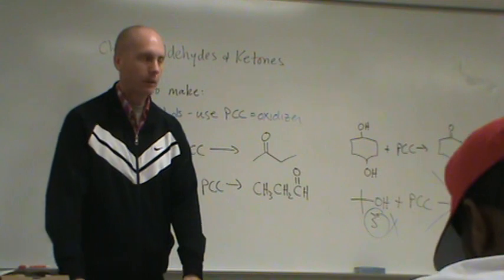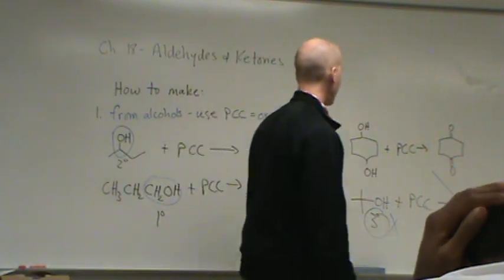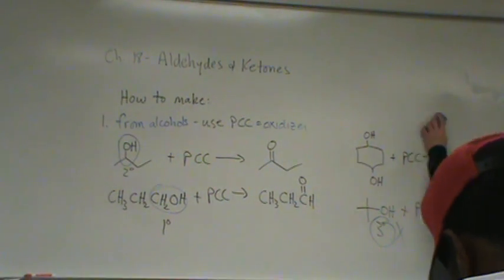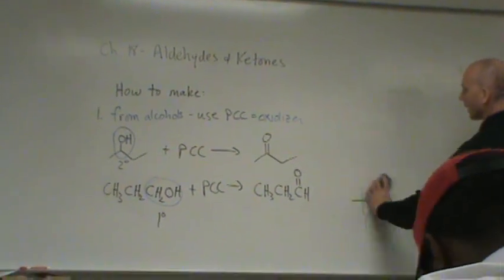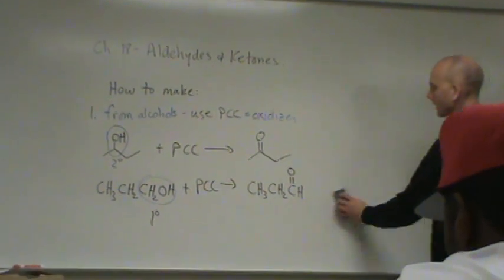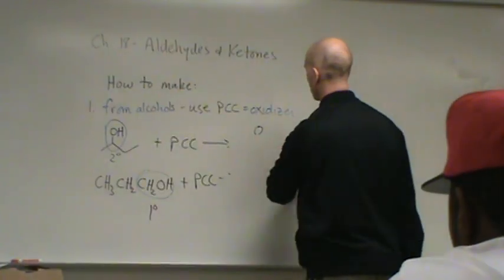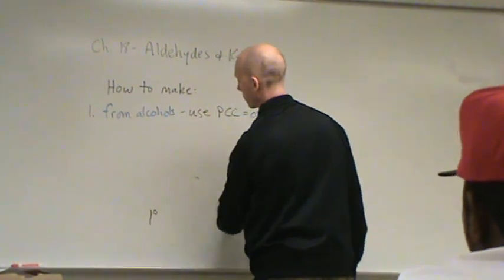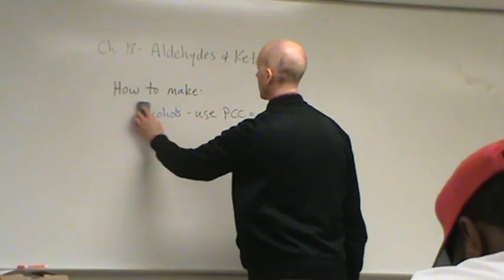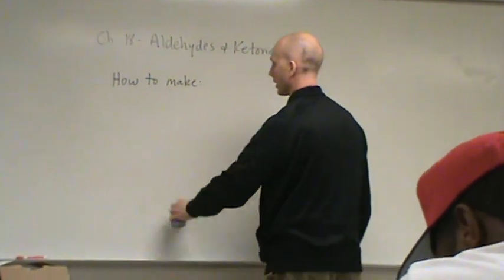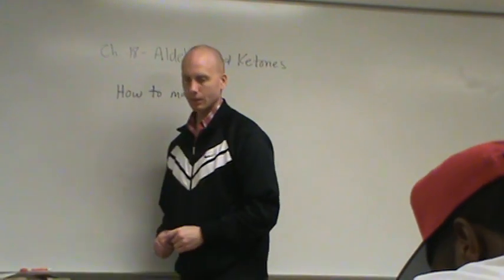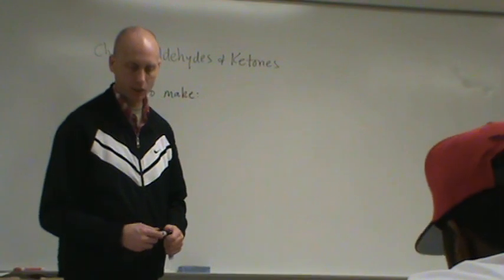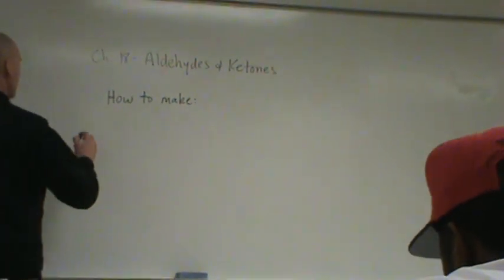So that's the primary way of making aldehydes and ketones from these alcohols. Now let's look at some other ways that aren't as popular, but we need to look at them nonetheless. So the next way we'll look at is from alkynes.